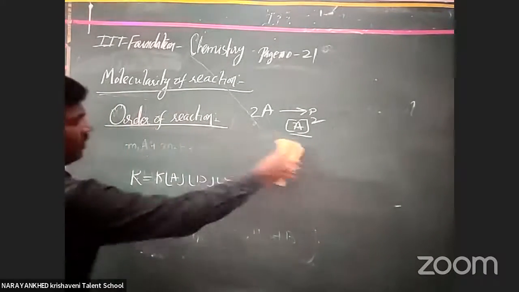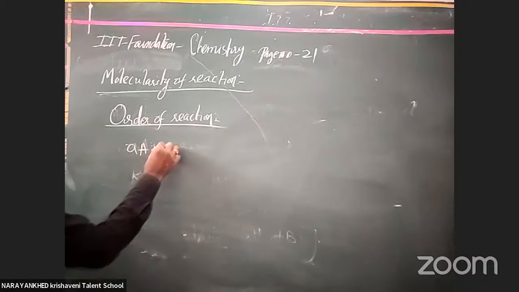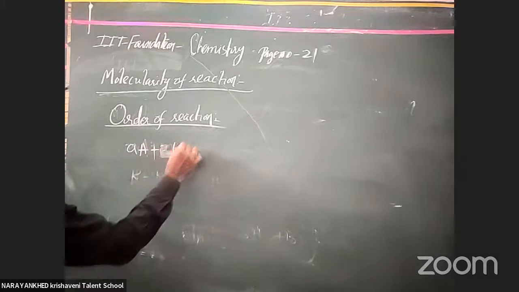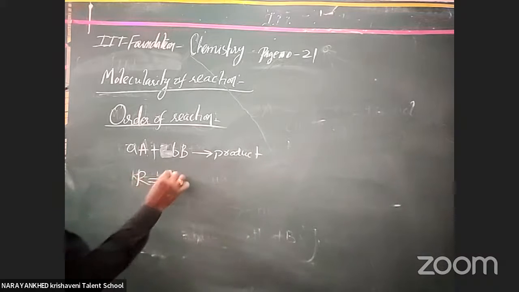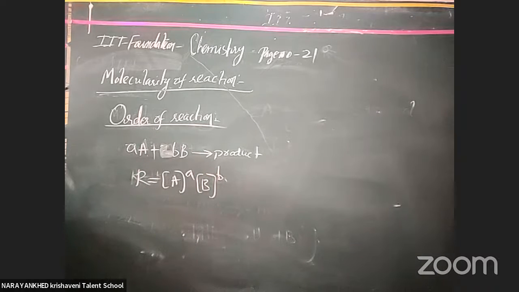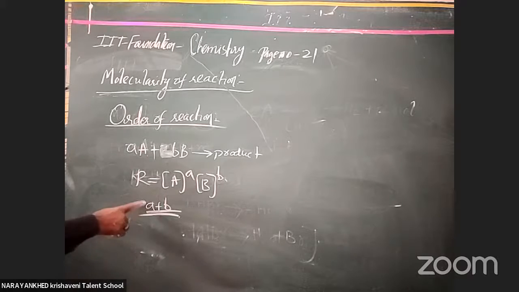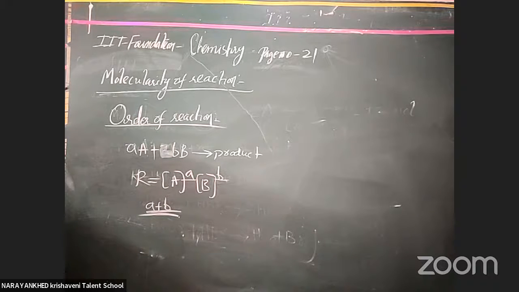Suppose they have given something like this: A to the power of a and B to the power of b giving some product. Now what is the order? The rate law is rate equals k[A]^a[B]^b. Now the order becomes what? The order is a plus b. Got it? The order is a plus b. This is the sum of the powers of our concentrations. Got it? Yes, this is what we are considering.